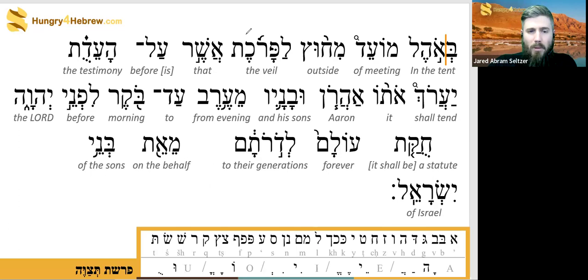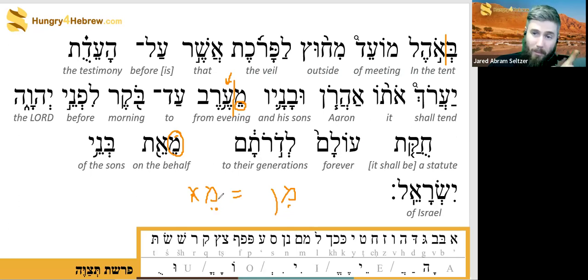Me'erev is going to be from the word min, but there's compensatory lengthening rather than the nun assimilating into the first root letter, because there's a guttural, right? It does the same thing right here. Instead of me with a dagesh, because it comes from the word min, if we can't put a dagesh in the next letter, it just lengthens the preceding vowel, me, but it still means min. It still means from. So me'erev, from the evening, ad boker, until the morning, lifnei, to or before the face of, Yod-Heh-Vav-Heh, the Lord.